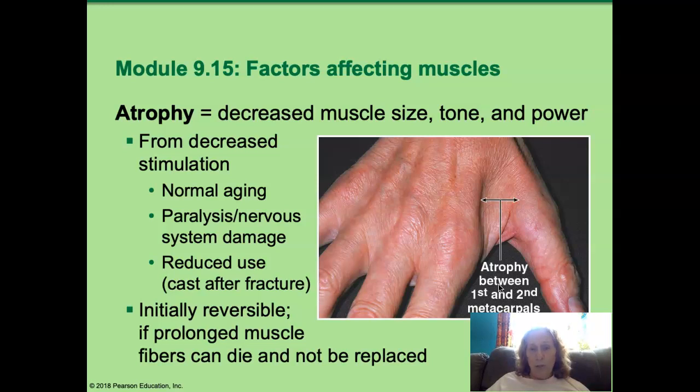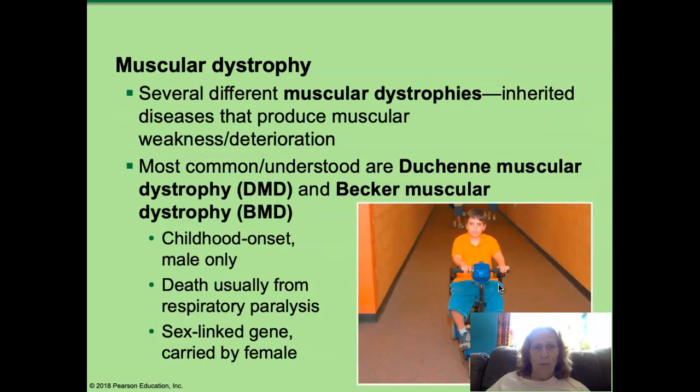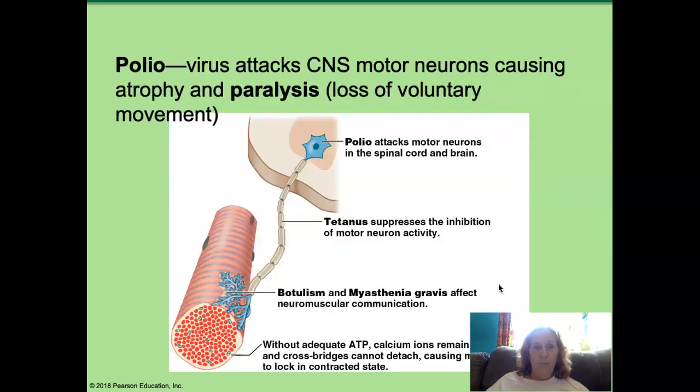So this atrophy is reversible. However, if it goes on for a long period of time, that muscle fiber can die. It won't be replaced. Muscular dystrophy is an inherited condition, usually in males because it is carried on the X chromosome. And the result is slow muscular deterioration, and finally paralysis. And the paralysis would come from paralysis of the diaphragm. Polio is a viral disease, and this attacks motor neurons, causing atrophy and paralysis.